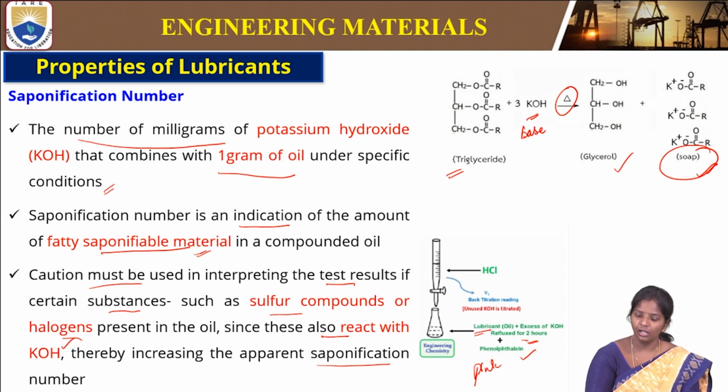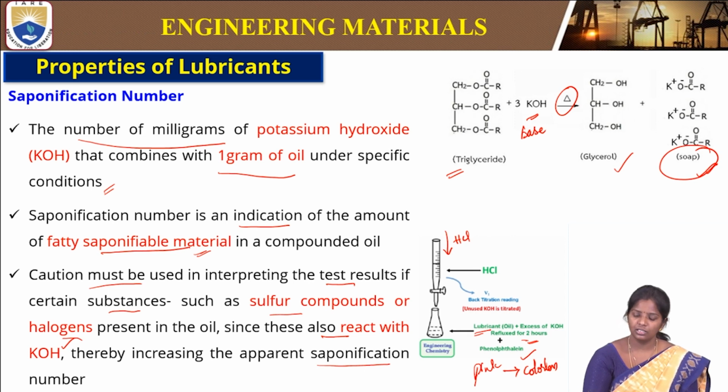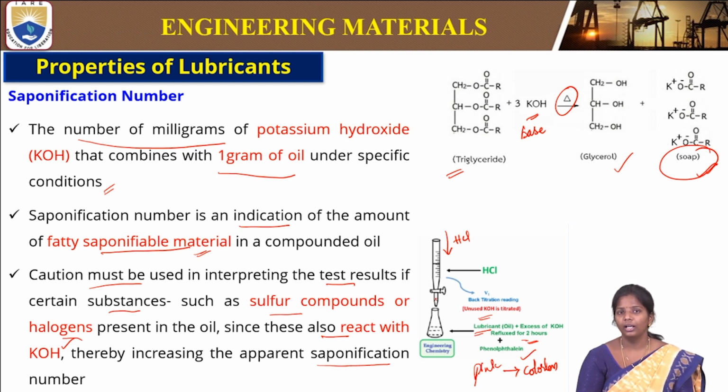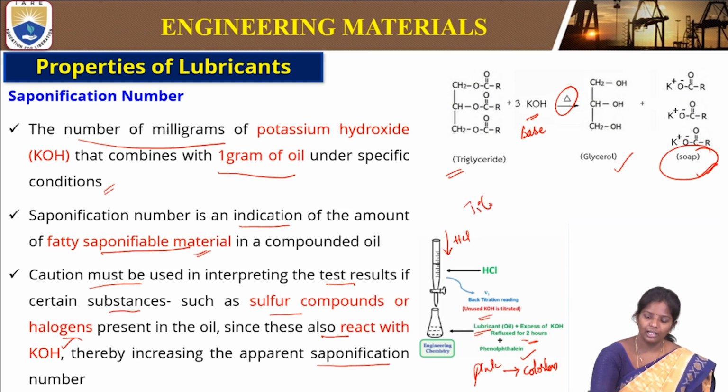That is nothing but we are titrating with HCl acid. So when we titrate with acid, the pink turns to colorless. So that is the end point. This is also called back titration because we are titrating the unused KOH that is present in that solution or the lubricating oil, when most of the KOH is already used up. So this is how we use the titration method for calculating saponification number.